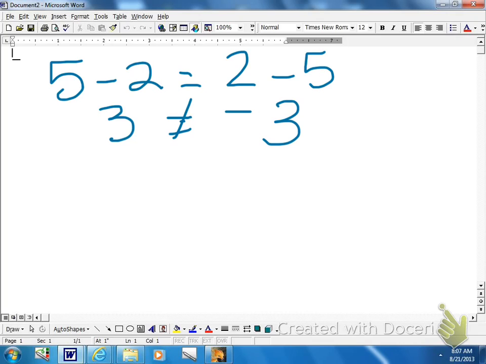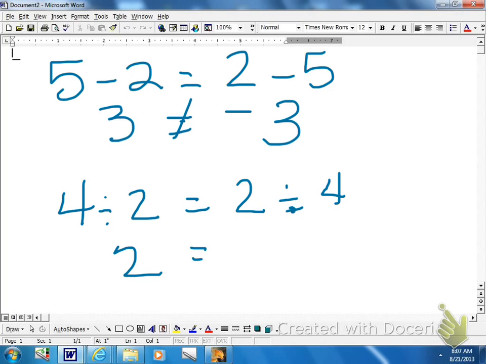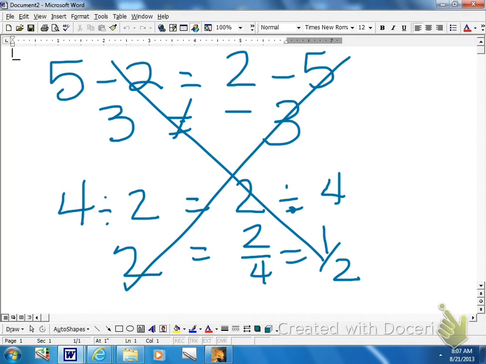What about division? Let's say 4 divided by 2. Does that equal 2 divided by 4? Well, 4 divided by 2 is 2, but what's 2 divided by 4? Well, that's 2 over 4, or 1/2. So the commutative property does not work with subtraction or division.